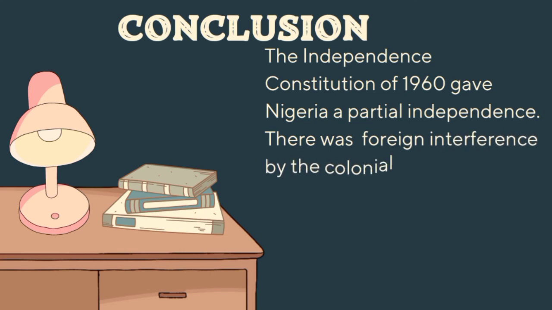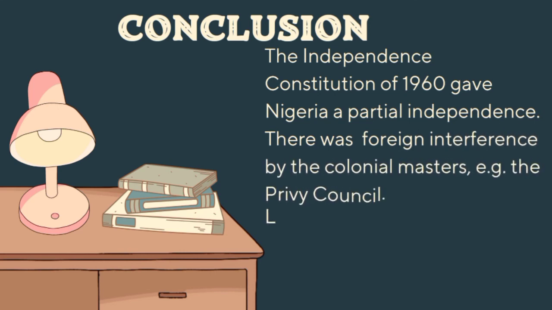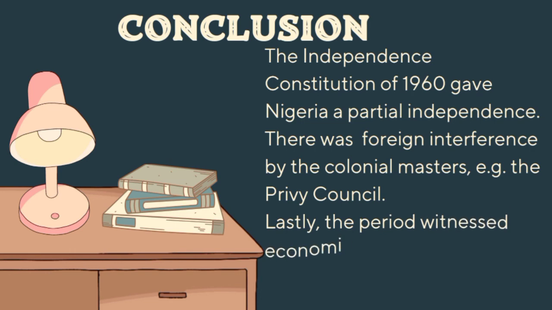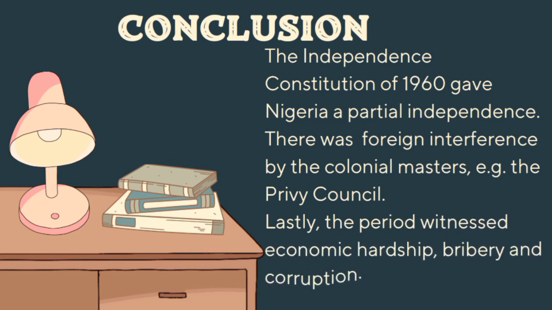In conclusion, the Independence Constitution of 1960 gave Nigeria a partial independence. There was still foreign interference by the colonial masters. The period witnessed economic hardship, bribery, and corruption.